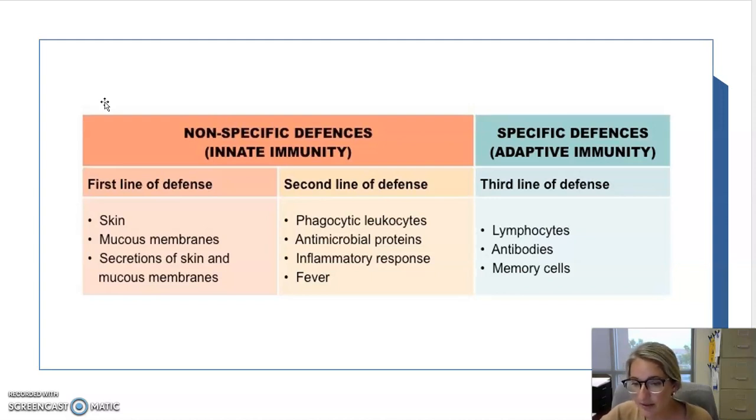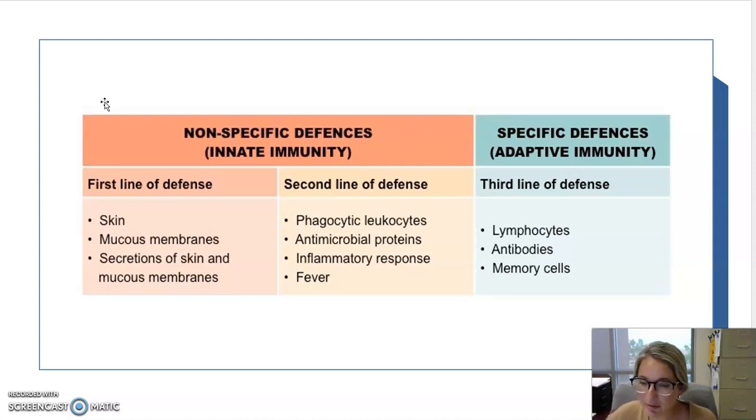So our skin is a huge first line of defense that blocks pathogens from getting into things like tissues. We have mucous membranes, and we even have various different chemicals that are secreted from our body, things like lysozyme, gastric juices, that type of stuff that prevent more of an internal infection.